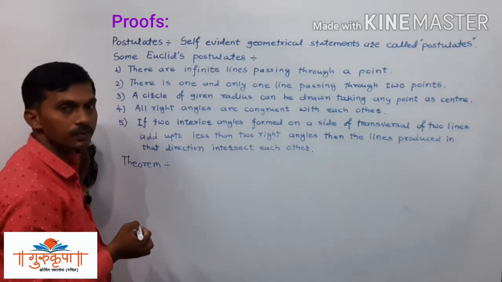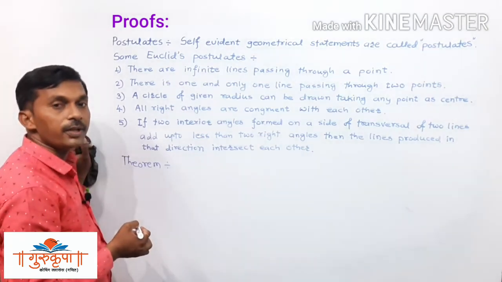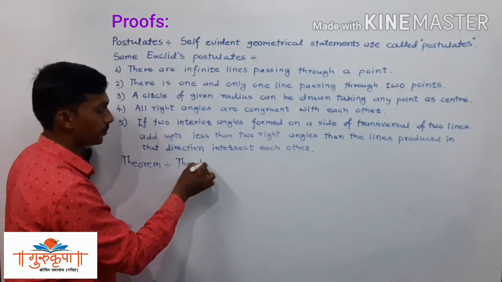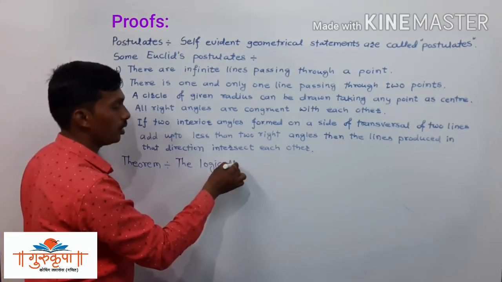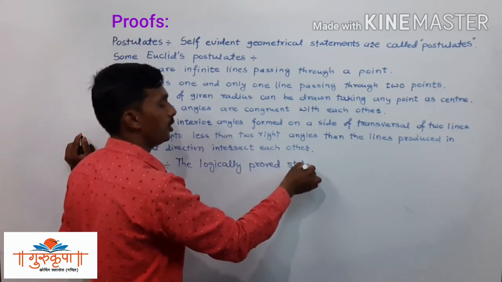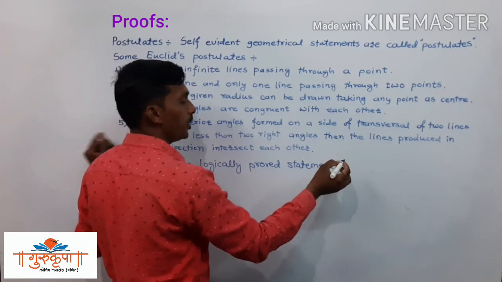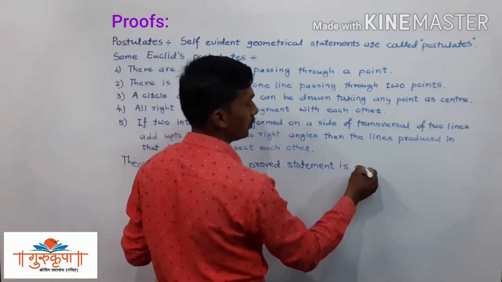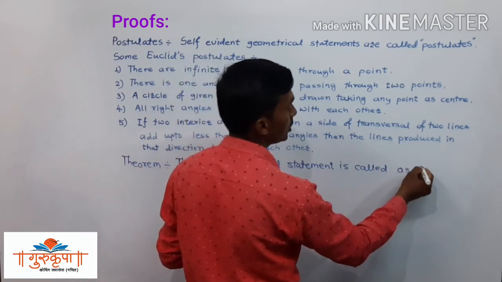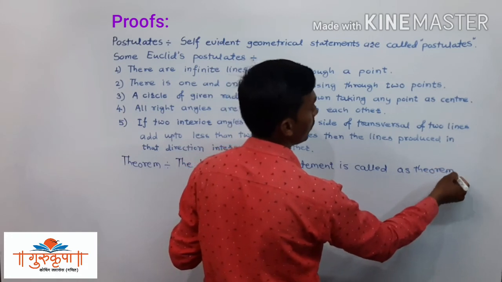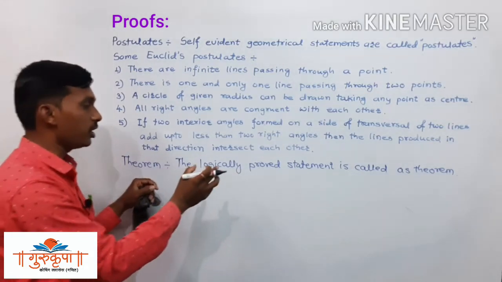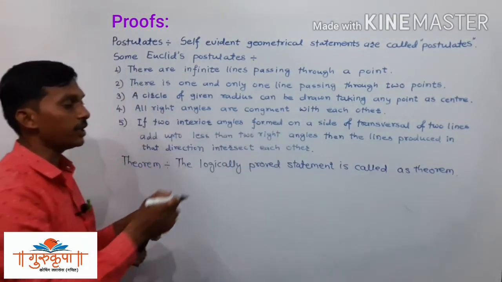Theorem. What is a theorem? The statement which is proved logically. The logically proved statement is called a theorem. Using these postulates, if we logically prove a statement, then that statement is called a theorem.